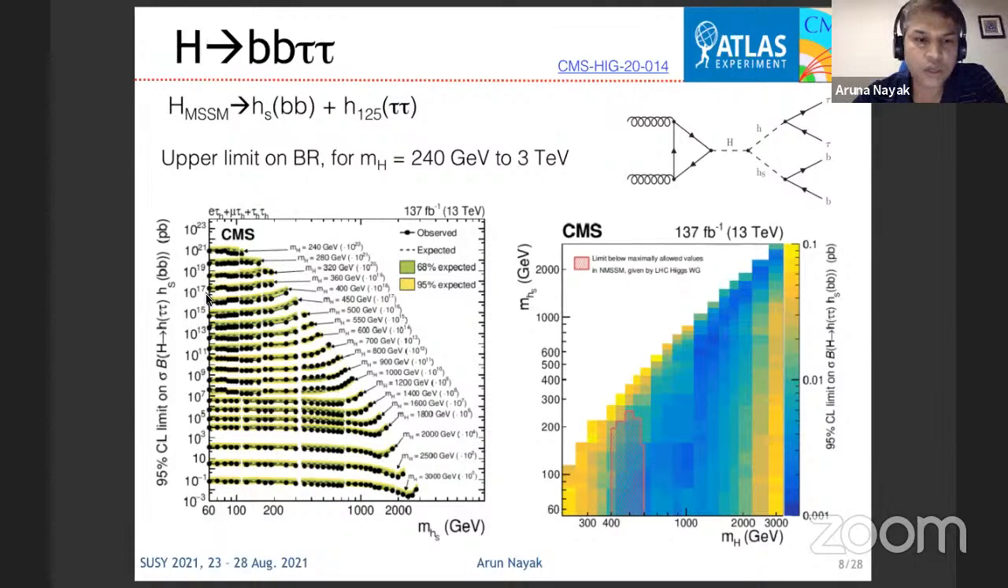Here you see the upper limits on the cross section times branching fraction for different values of the heavy Higgs mass, which range from 240 GeV to 3 TeV, and different values of the mass of the HS, which range from 60 GeV to order of 2 TeV. The same plot is shown in 2D on the right side. You can see that this shaded region is the one where the limit is already below the maximally allowed values expected in the NMSSM.